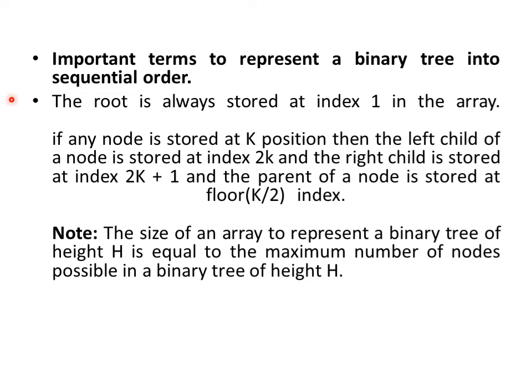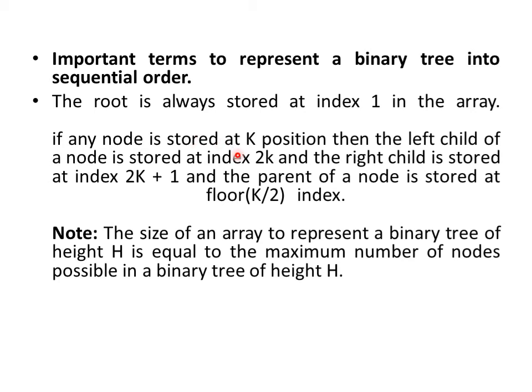Now, important terms to represent a binary tree in sequential order. What are those? The root is always stored at index 1 in the array. If any node is stored at position k, then the left child of the node is stored at index 2k, and the right child is stored at index 2k plus 1, and the parent of the node is stored at index floor of k divided by 2.